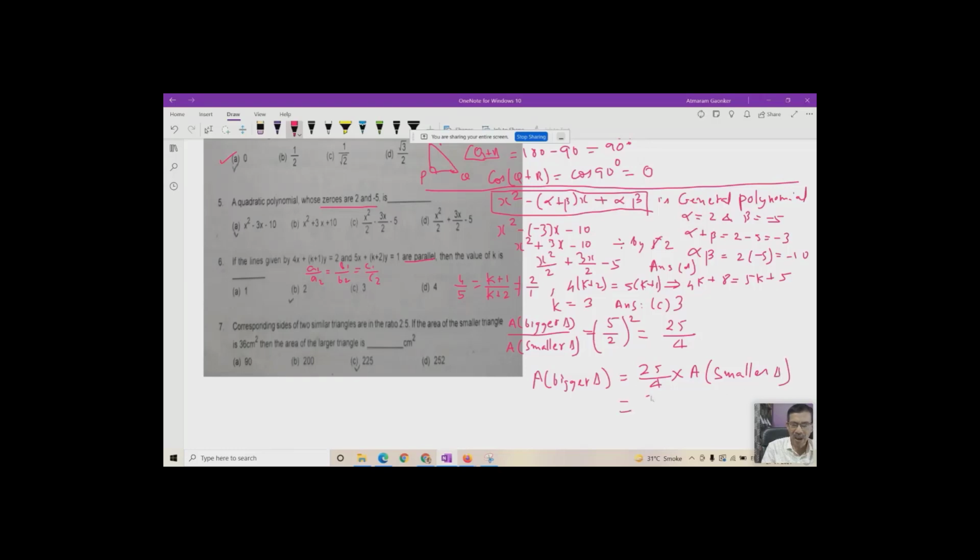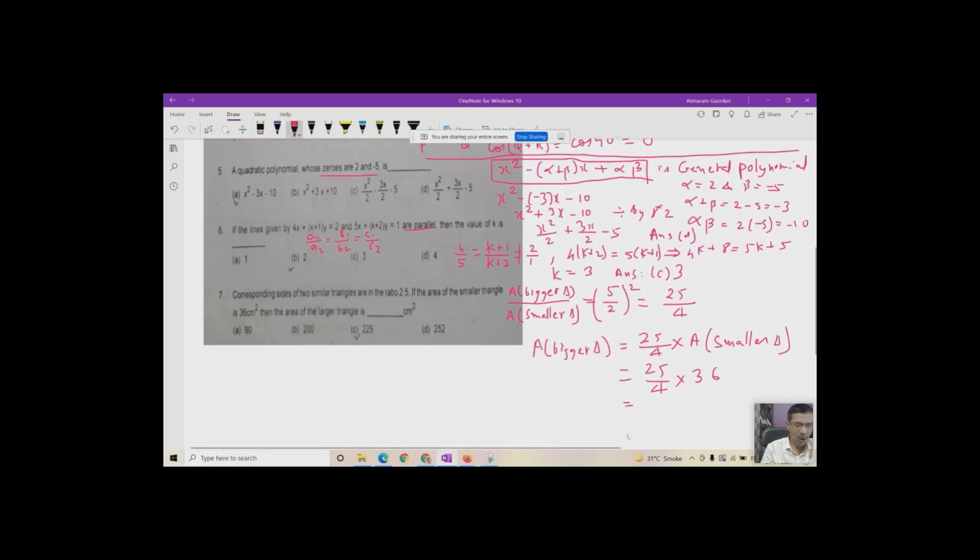So this will work out as 25 divided by 4, and the given area of the smaller triangle is 36. So this will work out as 225 centimeter square. So the correct answer is C, as rightly given by most of the students.